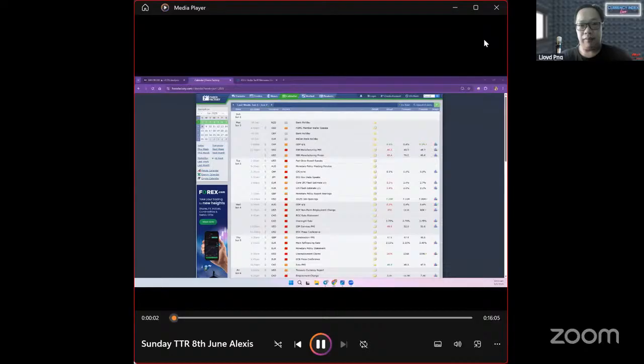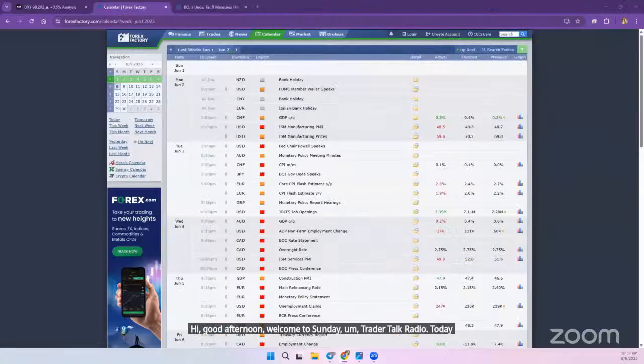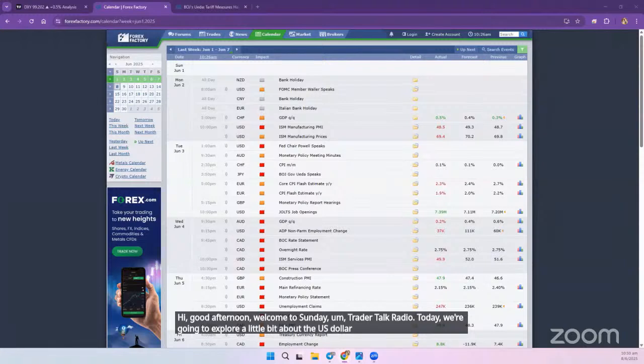Hi, good afternoon. Welcome to Sunday Trader Talk Radio. Today we're going to explore a little bit about the US dollar, and what I want to check in about is the correlation between the US dollar and the US 10-year Treasury yields.